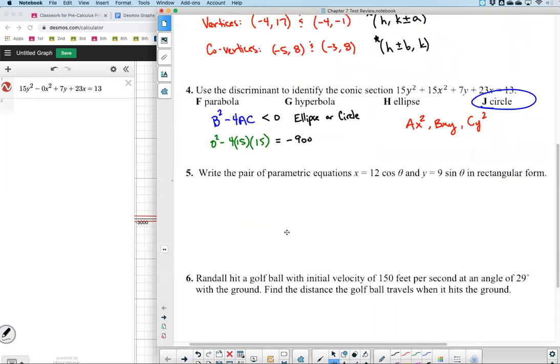Number 5, it says write a pair of parametric equations for x equals 12 cosine theta and y equals 9 sine theta in rectangular form. Remember, that means in terms of x and y. There were 3 steps for this. Do y'all remember what the 3 steps were?